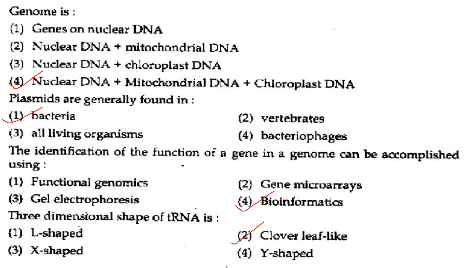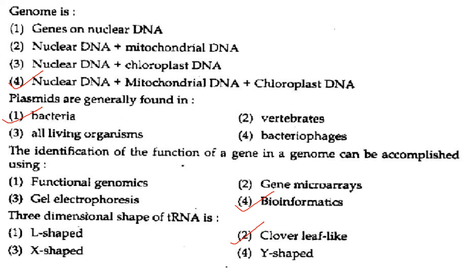Next one. Genome is: option 1, genes on nuclear DNA; option 2, nuclear DNA plus mitochondrial DNA; option 3, nuclear DNA plus chloroplast DNA; option 4, nuclear DNA plus mitochondrial DNA plus chloroplast DNA. Answer is option 4. Next one. Plasmids are generally found in: option 1, bacteria; 2, vertebrates; 3, all living organisms; 4, bacteriophages. Answer is option 1, bacteria.